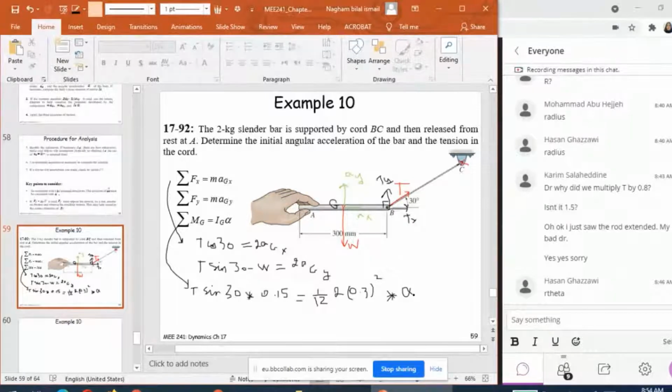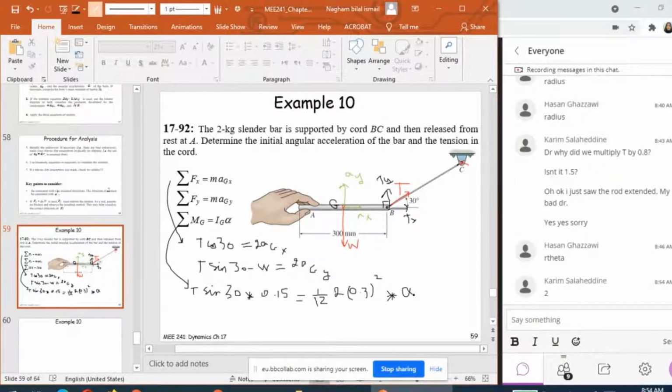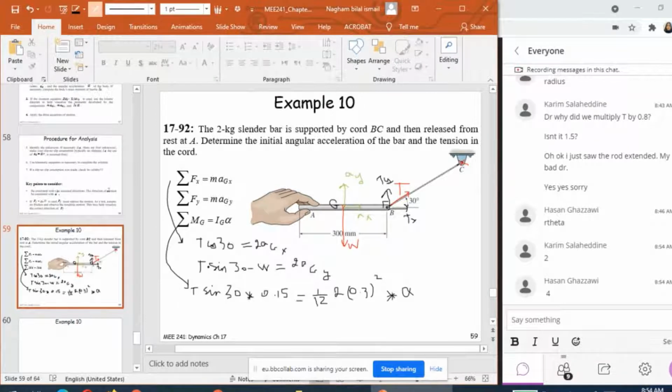How many unknowns do I have here? How many unknowns, guys? 2, Kareem? No, I have 4 unknowns. What are these unknowns? T, alpha, AGX, and AGY. So I need a fourth equation. Now, guys, you have to know that the fourth equation could add another unknown. But if I can have a fourth equation that could be divided into 2 more equations, so if I have 5 unknowns, I can have 5 equations.